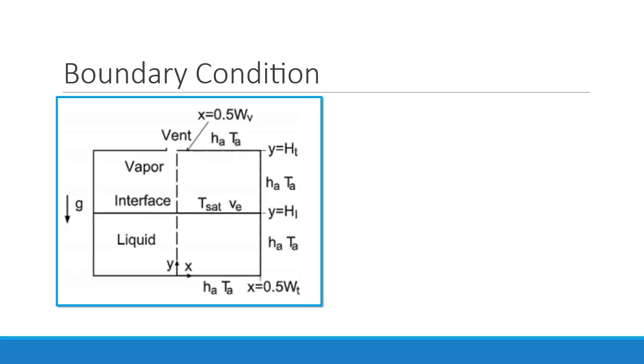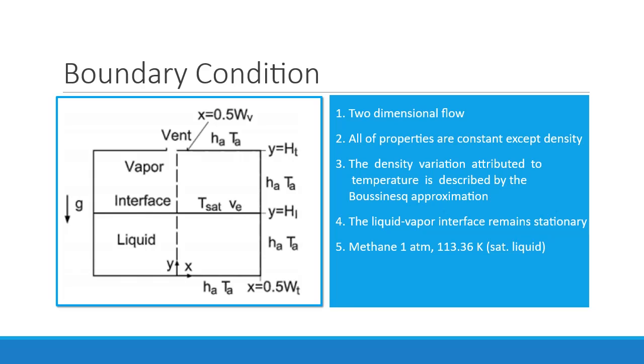There are several boundary conditions here. First one, the analysis is conducted as two-dimensional flow, horizontal x-axis and vertical y-axis. The initial condition, the liquid remains underneath, whereas the vapor or BOG is at the top. The second boundary condition is that all properties are constant except density. And the third is that the density variation attributed to temperature is described by the Boussinesq approximation.